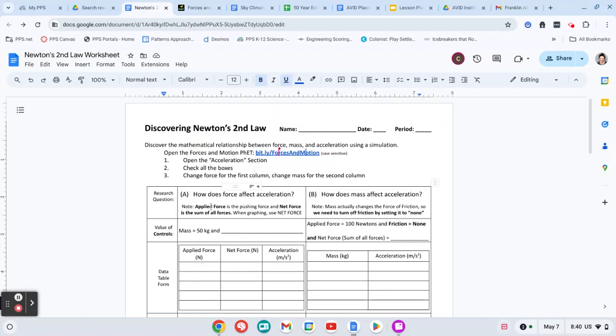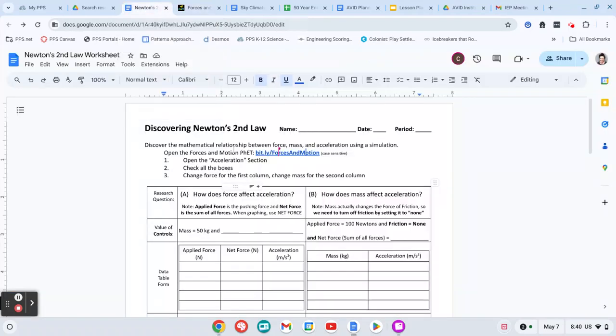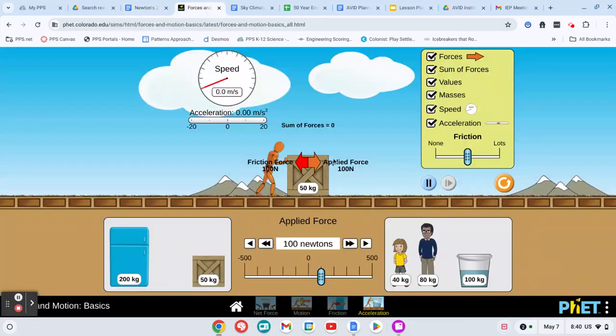I want to make a note here. The applied force is the pushing force. So that's this orange arrow right here. I'm showing that I am applying a force of 100 newtons. The net force is the sum of all forces. Now you can tell that there's currently zero net force on this box because we have this opposing friction force that's equal to the applied force. So currently the net force on this box is 0.